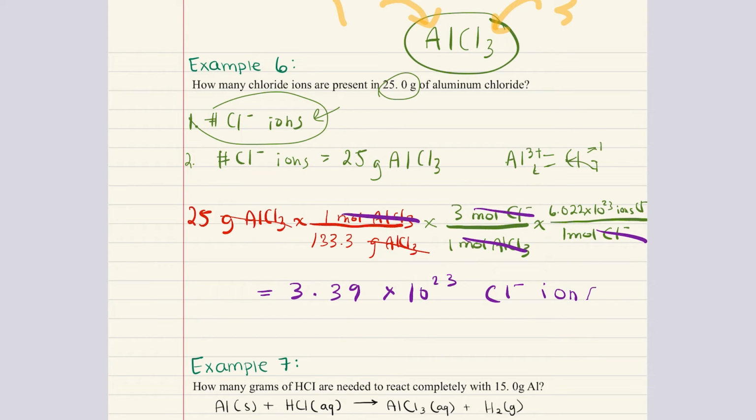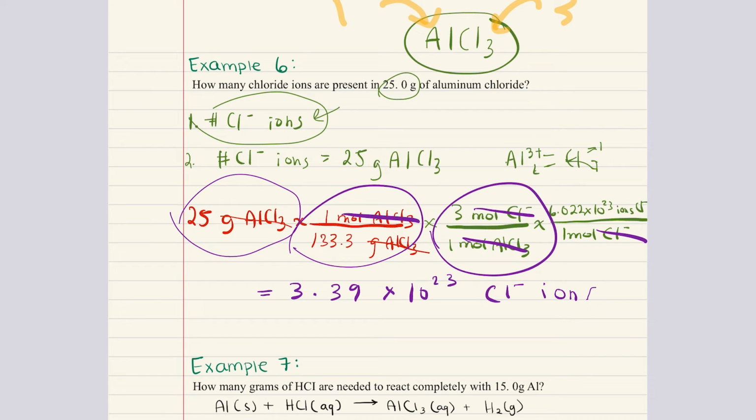All right, so just to go over this, we started off with 25 grams of aluminum chloride. The first conversion factor we used is molar mass to go from grams to moles of aluminum chloride. That was that first conversion. The second conversion was a mole to mole ratio. We went from 1 mole of aluminum chloride. We know that it contains 3 moles of chloride. And then our last and final conversion is using Avogadro's number to convert from moles of chloride to number of chloride ions. Wonderful.